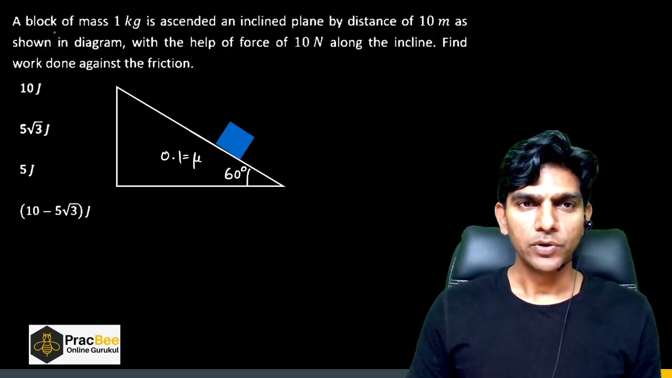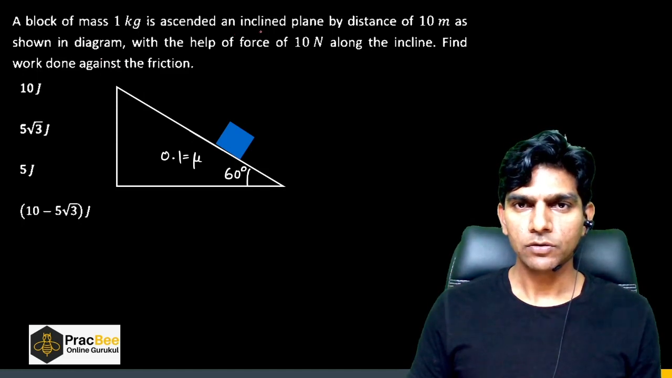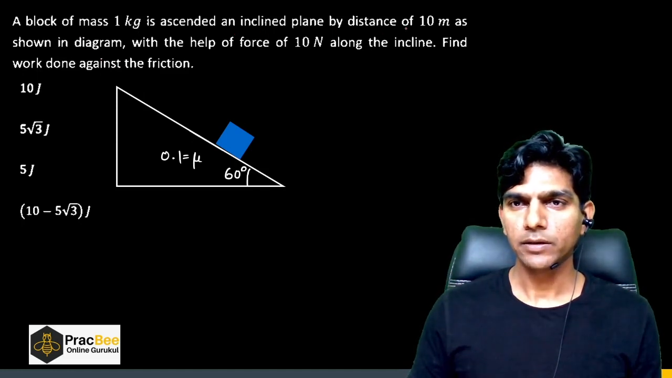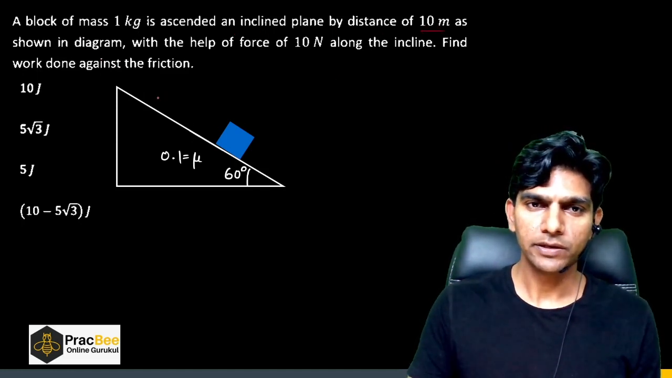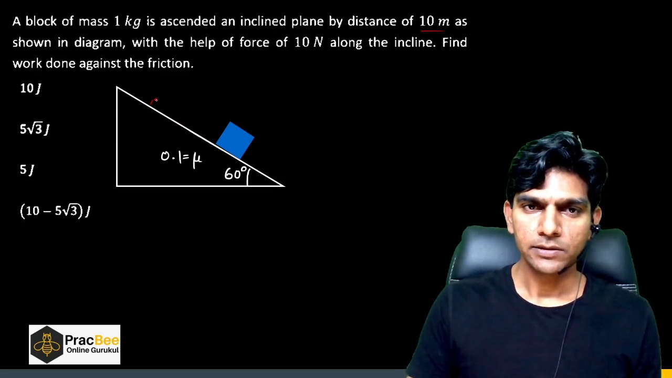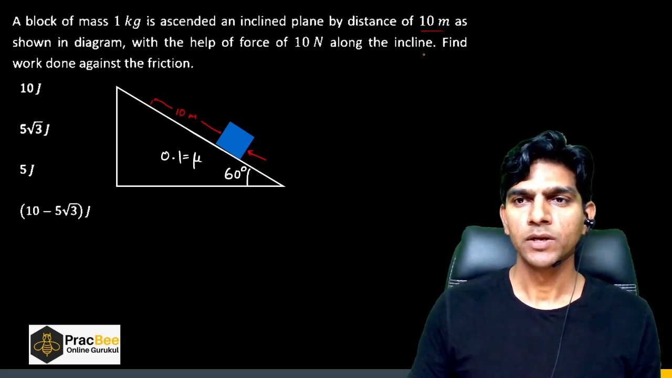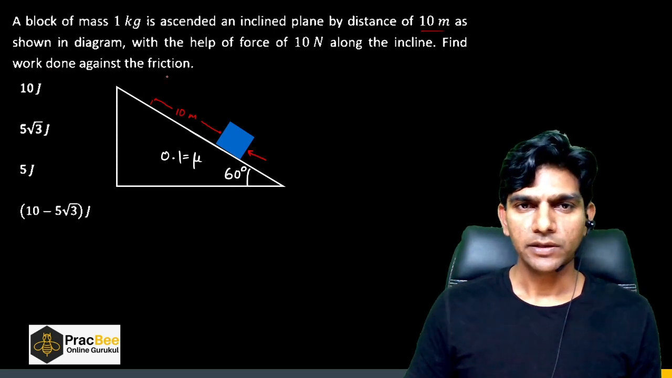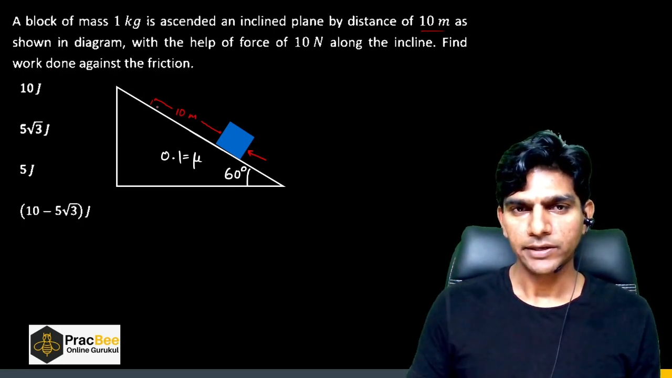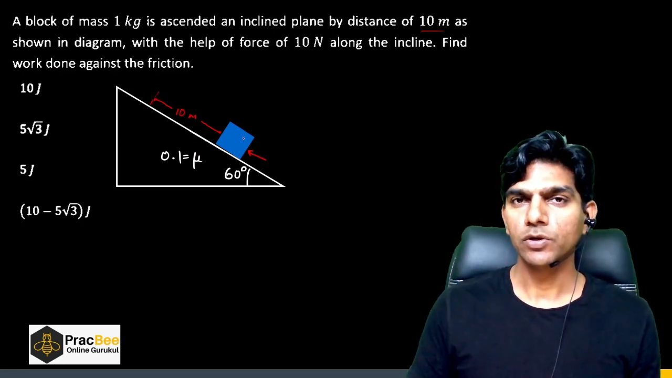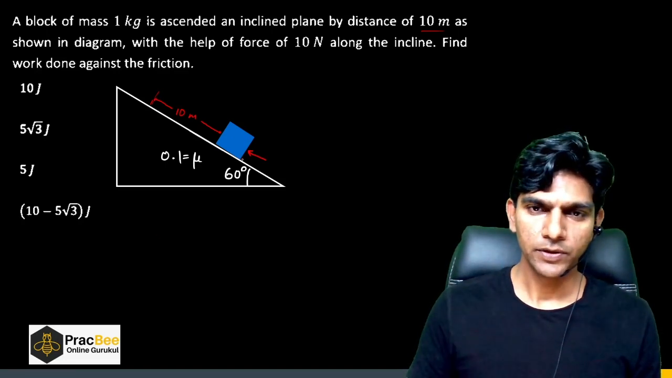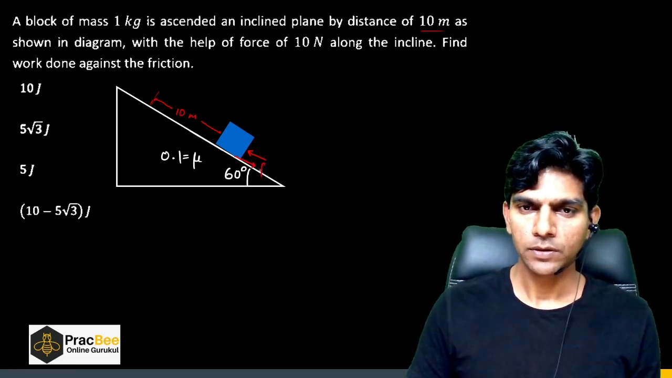Okay, next question. A block of mass 1 kg is ascended on an inclined plane by a distance of 10 meters. So we are displacing this block by a distance of 10 meters up the incline by exerting an external force of 10 Newton, right? Find the work done against the friction. Since the block is moving, the friction will be kinetic. So there will be a kinetic friction.